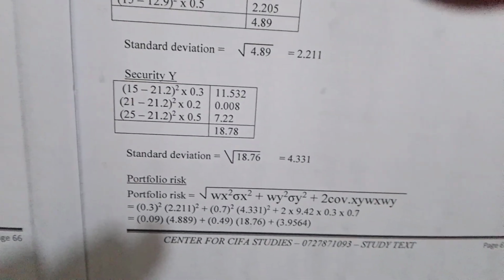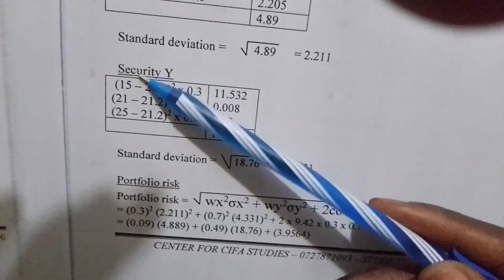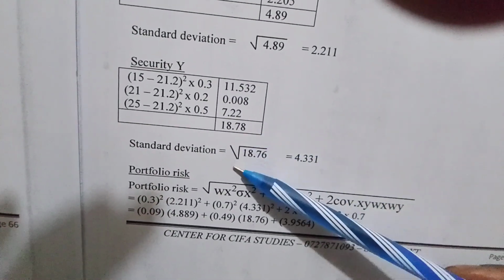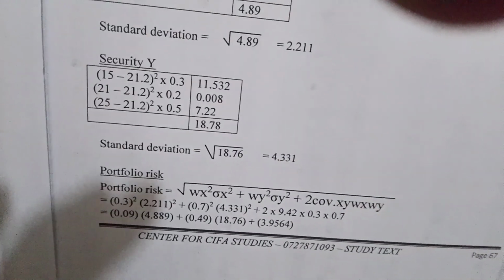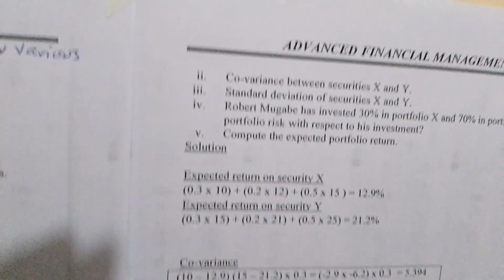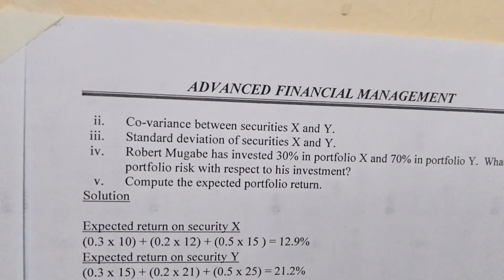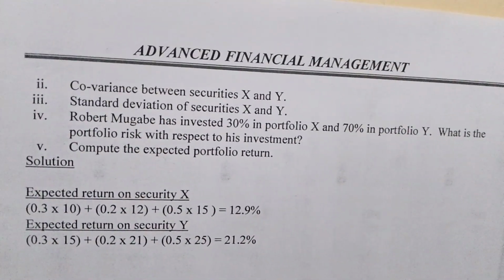So we have this information here, security Y. Sum of that, you get 18.78. Standard deviation, the square root of that, which is 4.331. We are through that. So number 3, we have answered that. The standard deviation of securities X and Y.